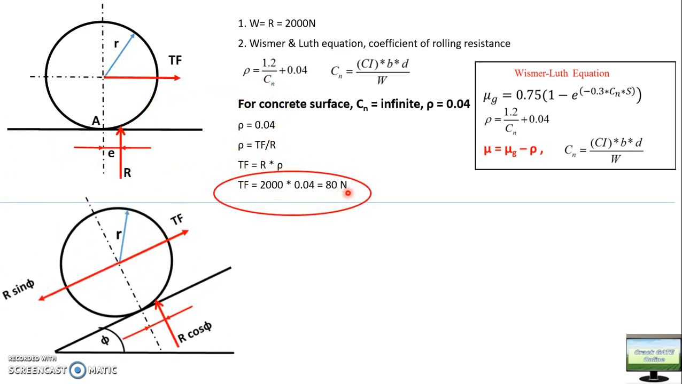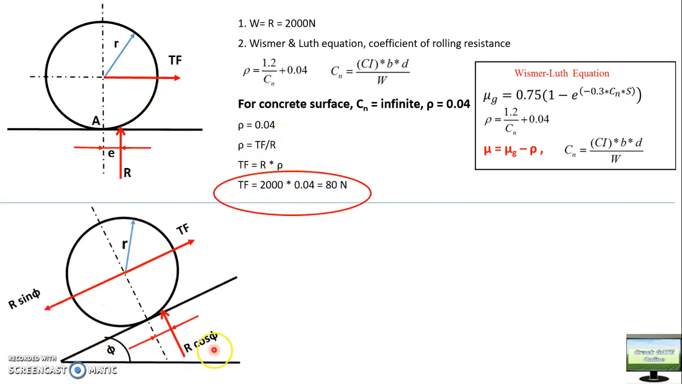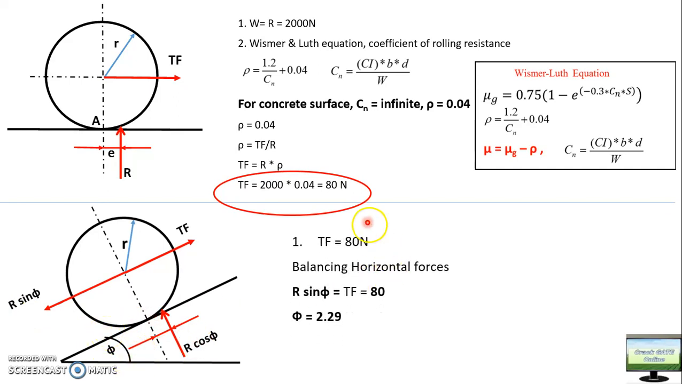For the second part, it is on a slope with angle phi. Other things will be the same; only, initially the reaction was R, and here the reaction will become R cos phi, and in the opposite direction the relevant component comes, which is R sin phi, because the weight will have two components on the slope. Now if you balance your towing force, which you already know is 80 newton from the previous question, then R sin phi will be equal to the towing force, which is 80. From here you can find your phi, which is 2.29 degrees.